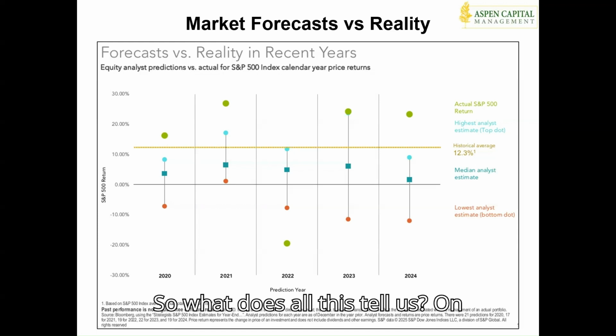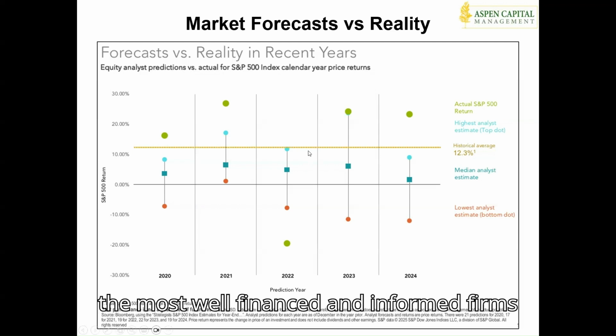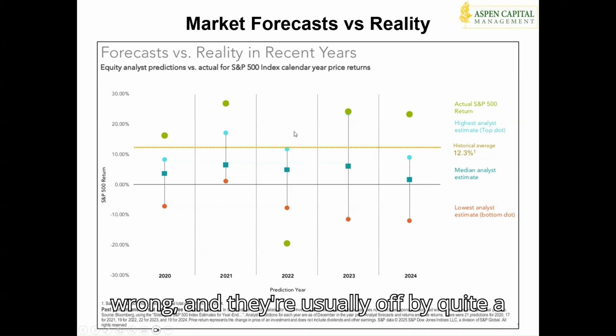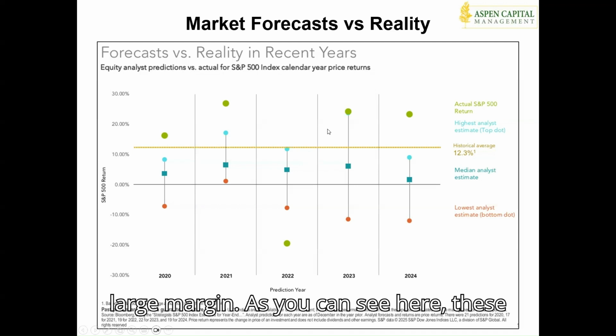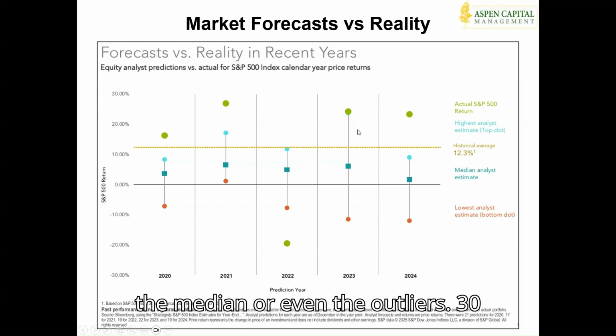So what does all this tell us? First, market forecasts, even from some of the most well-financed and informed firms and research teams, are almost always wrong, and they're usually off by quite a large margin. As you can see here, these green dots are really nowhere close to the median or even the outliers for the analyst return, or for the analyst estimates.